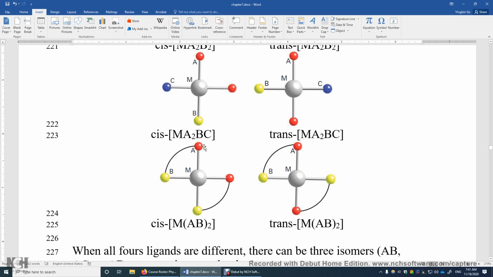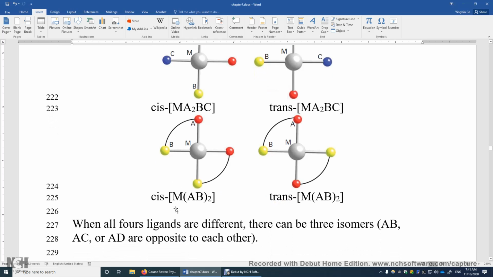Now there's a linkage between A and B. So if this is, let's say, a bidentate ligand, it can have 2 points of attachment. So AB and then AB. So you have only 2 bidentate ligands here. And then if the 2 A points of attachment are on one side, and the 2 B points of attachment are on the other side, it's cis. If A and B are on the opposite sides, we say this is trans.